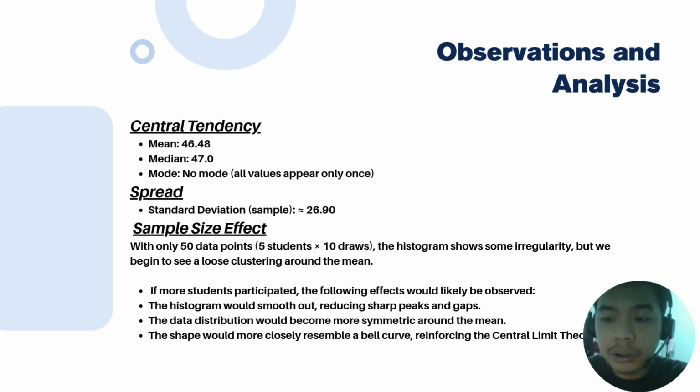So if more students participate, the following effects would likely be observed. Next, the histogram will smooth out, reducing the sharp peaks and gaps, and the data distribution will become more symmetric around the mean. The shape will more closely resemble a bell curve, reinforcing the central limit theorem.